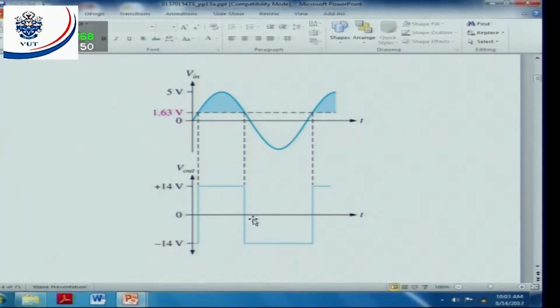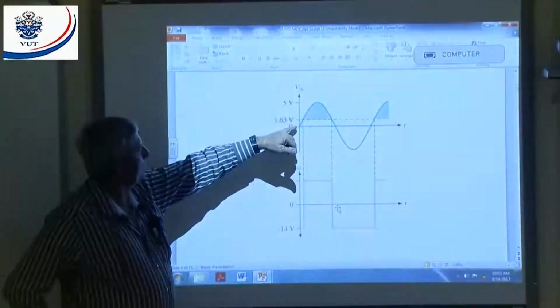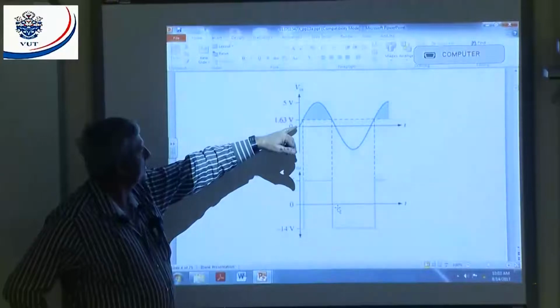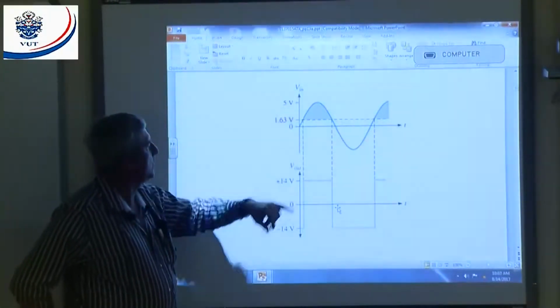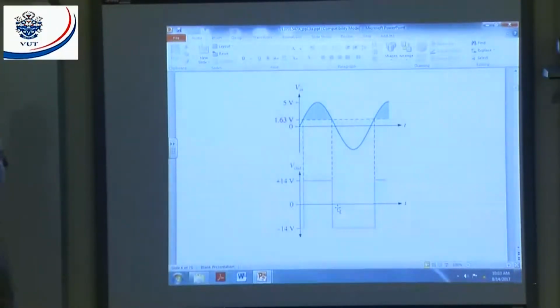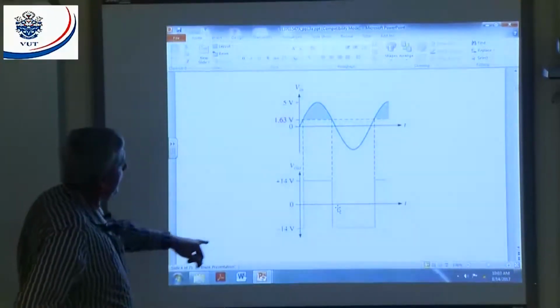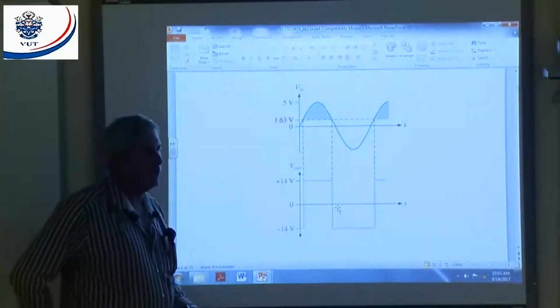All right. My input signal here, at that point, is 0 volts. What is 0 with respect to 1,63 volts? It's negative. And my input was at the non-inverting input, that's why I will have minus 14 volts.